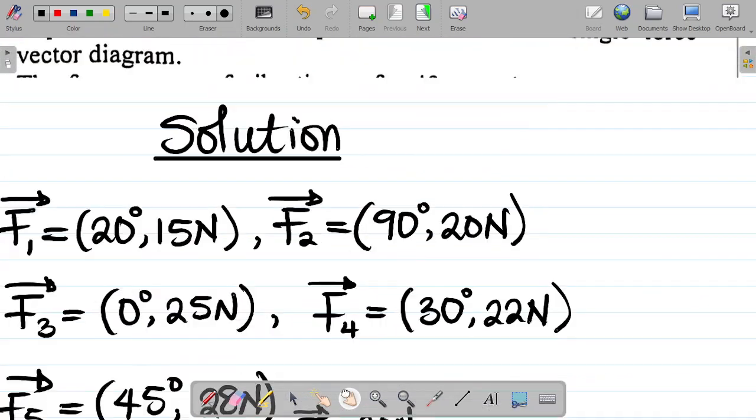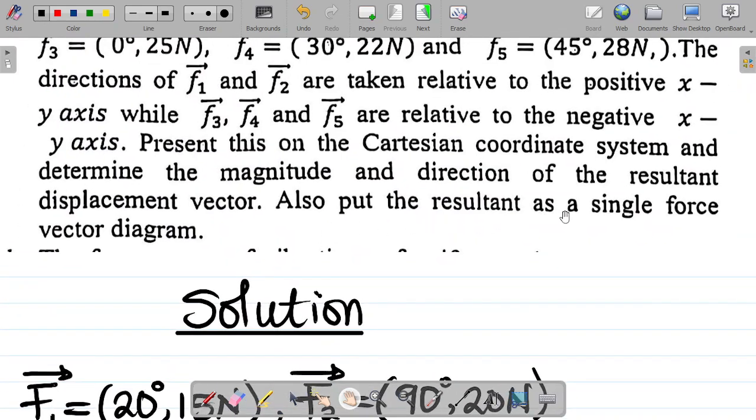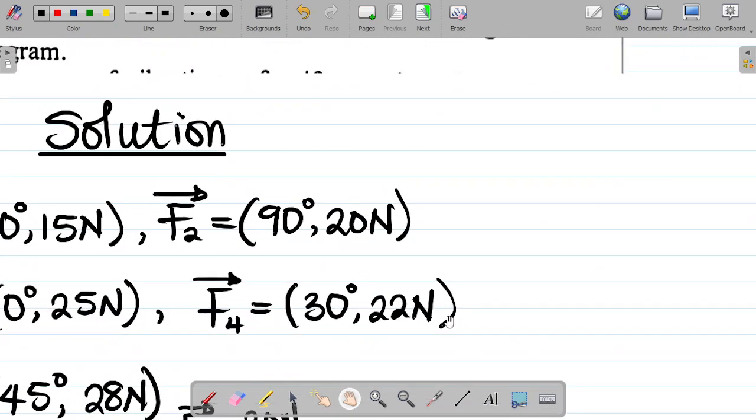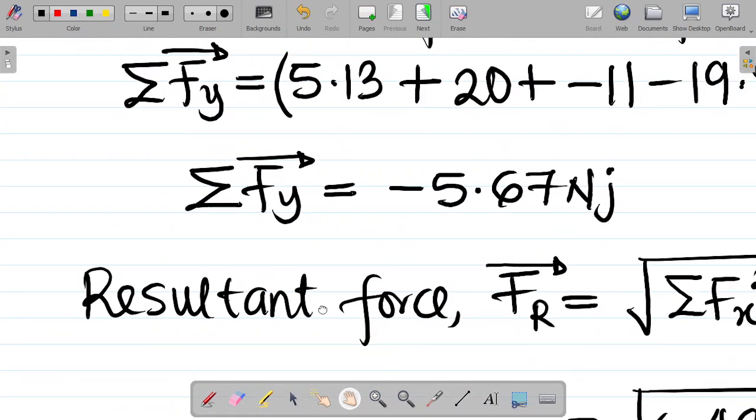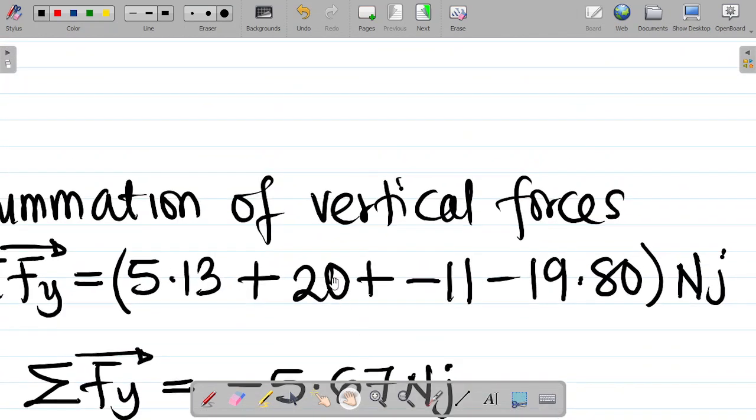And the last task there said we should also put the resultant as a single force vector diagram. How do you put the resultant as a single force vector diagram? What do you do? Now, the first thing you have to do is rewrite the value of the resultant. Resultant force Fr is equal to, let's see the value of Fx.